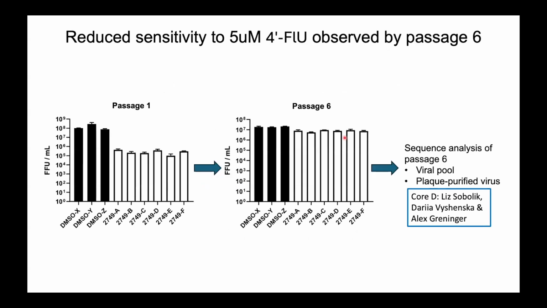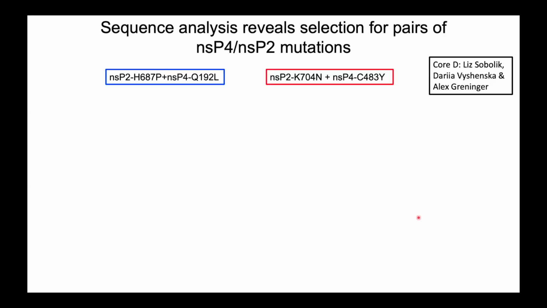So after all of that, I'll just show you how it looks. Here's passage 1. You can see that there's something like a 2-log decrease for all of the drug treated samples. These are the DMSO controls. And by passage 6, you can see that all of the selected samples, this is just pooled virus now, look resistant. And so these were all sequenced, and this was really the core D, which was Alex Greninger's group, and they were fantastic to work with, I have to say.